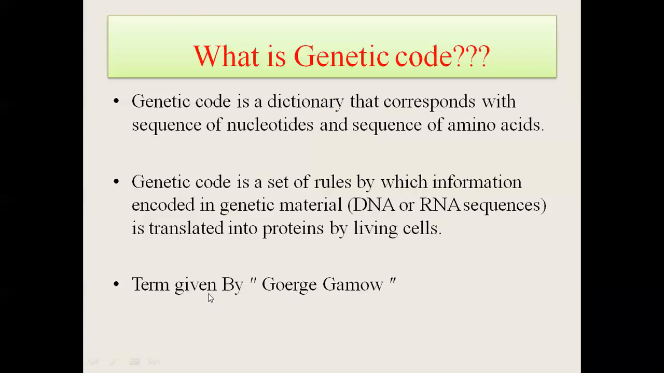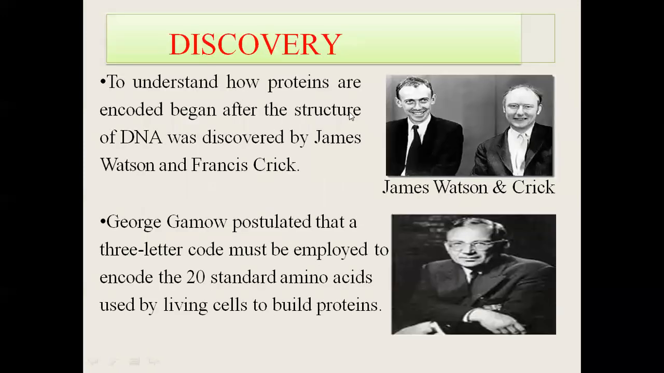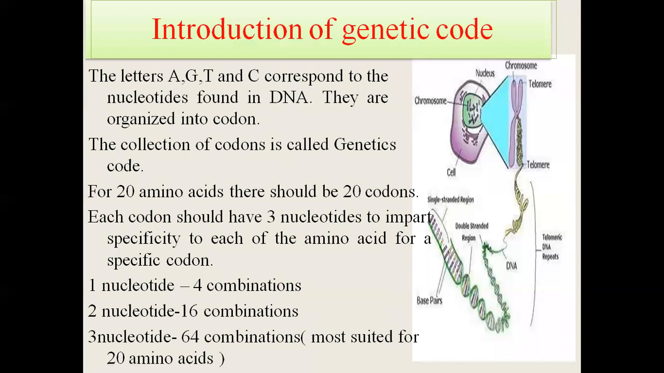This is a very important thing. You should remember the term genetic code was given by George Gamow. When James Watson and Crick discovered the structure of DNA, research began on how proteins are encoded. Later on, George Gamow postulated that a three-letter code, a triplet, must be employed to encode the total of 20 standard amino acids used by living cells. Okay. So the introduction of the genetic code is continuing.